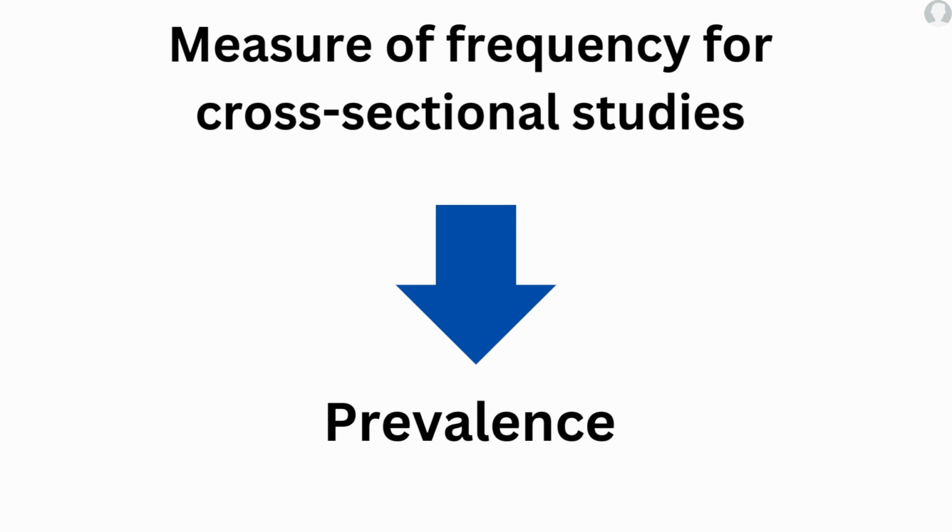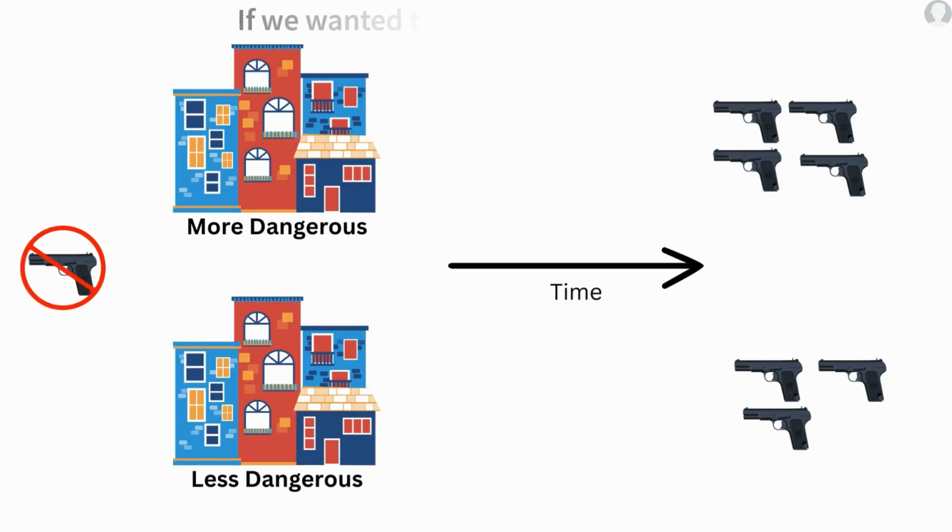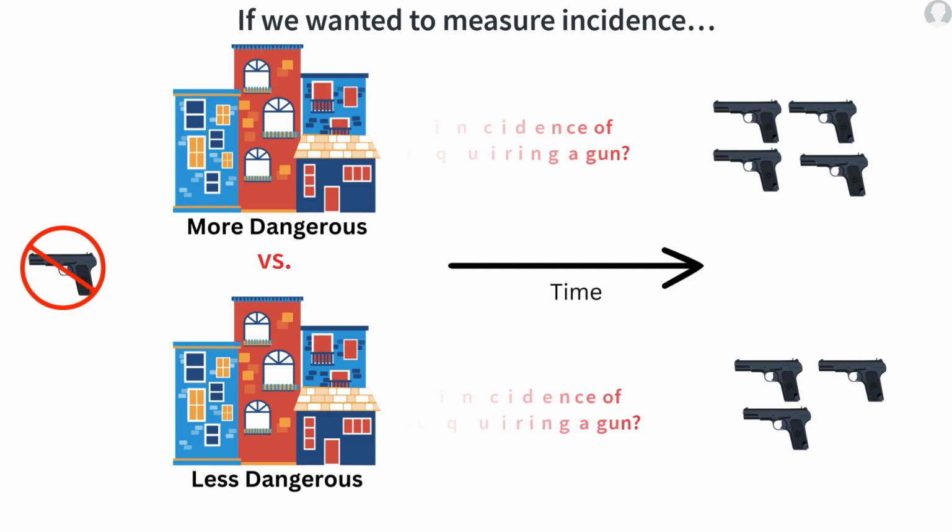The reason is that data are collected at only one point in time. Since there is no follow-up, we can't measure incidence, which is the proportion or rate of new cases that occur in a population at risk during a time period. If we wanted to measure incidence, we would start with people who did not have the outcome, in this case, who did not own a gun. Then we would need to follow people over time to see what proportion of people who lived in more versus less dangerous neighborhoods ended up acquiring a gun.